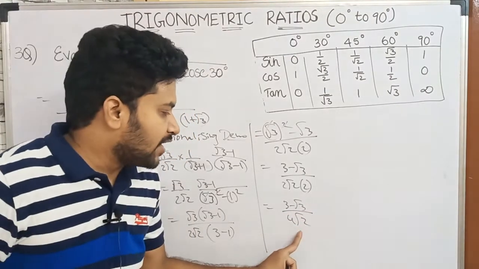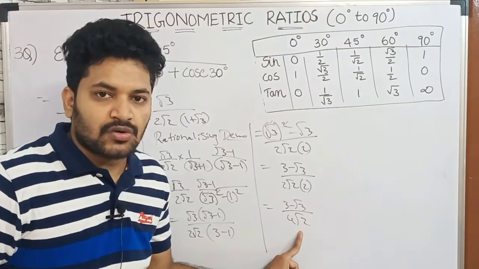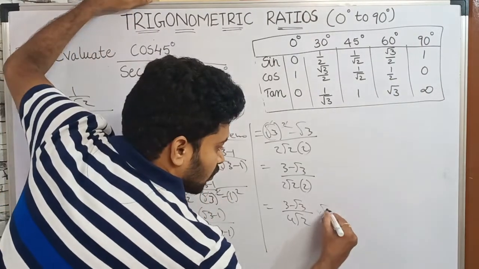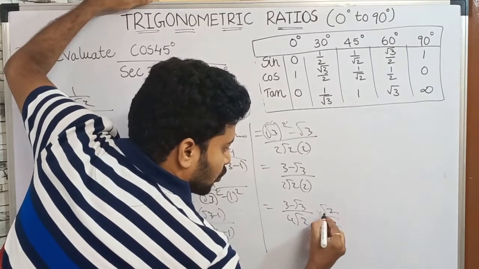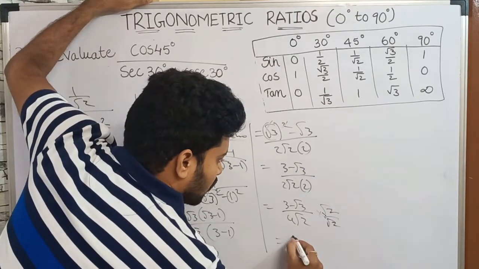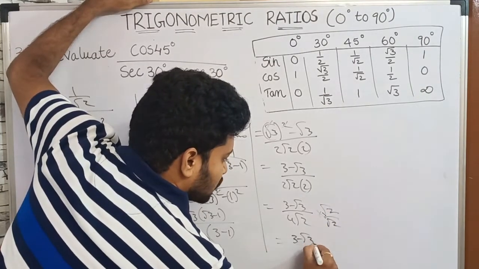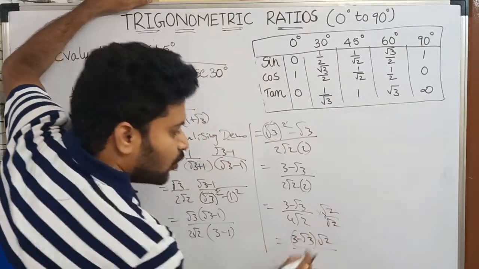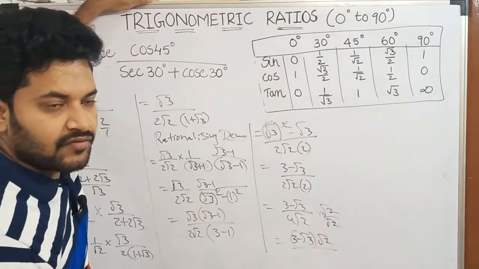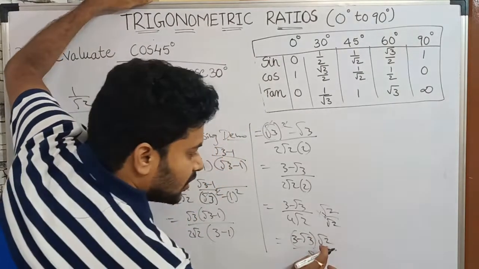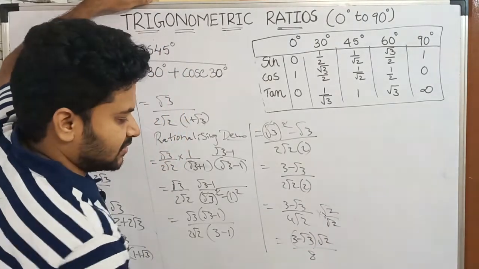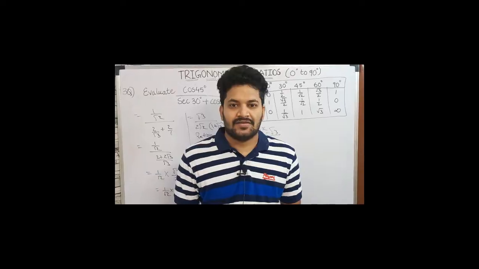And I want to avoid this root 2 in the denominator. What should I do? Multiplying numerator and denominator with root 2. So root 2 by root 2. So 3 minus root 3 of root 2 by 4 into root 2 into root 2. Root 2 square cancels. 4 2s are 8. If you want, you can multiply this, 3 root 2 minus root 6. So you can end up here.